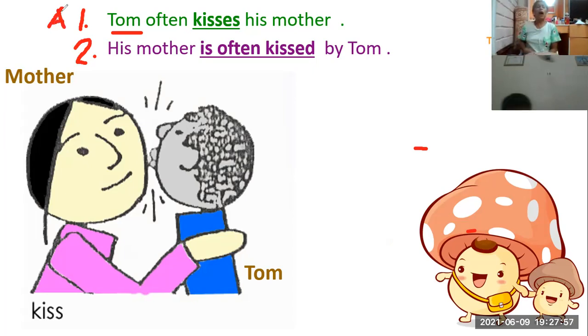Okay. How about number two? Where is the subject? The subject is his mother. So, where is Tom now? Where is Tom in the sentence? Beginning or at the end? Tom is at the end. Yes. So, now it becomes passive voice.